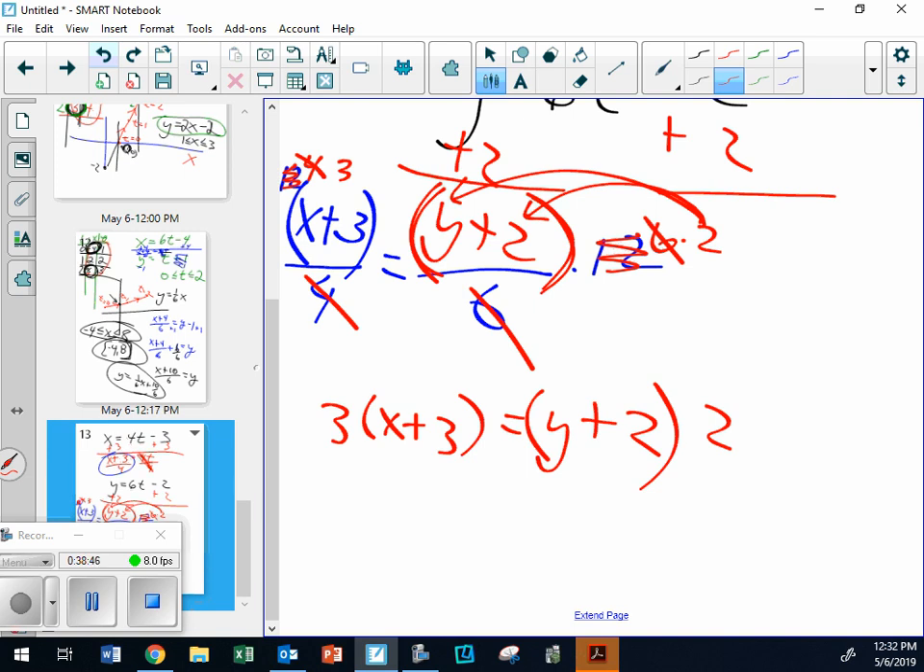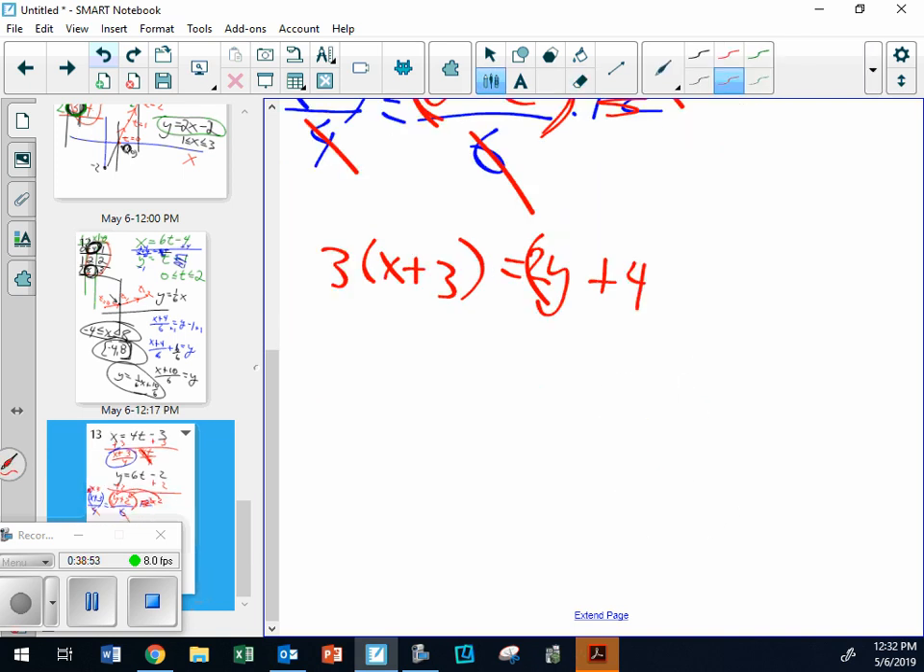All right, so then this ends up being 2y plus 4. And what am I solving for again? It helps when you got multiple variables to keep asking yourself, what am I solving for? Solve for y.